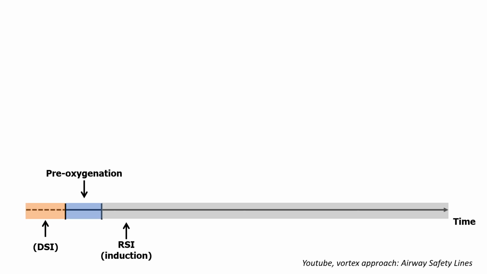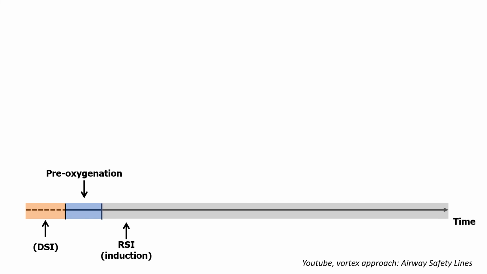And I just wanted to show, this is from the Vortex Approach YouTube channel. So when you do an intubation, you might do a DSI, which is a sedation, so that you can pre-oxygenate the patient. Delayed sequence intubation it's called, or delayed sequence induction. You might do a DSI if you're really agitated, so that you can do the procedure, which is pre-oxygenation. But that's something that you don't always do. But you will pre-oxygenate before your RSI, your rapid sequence induction.